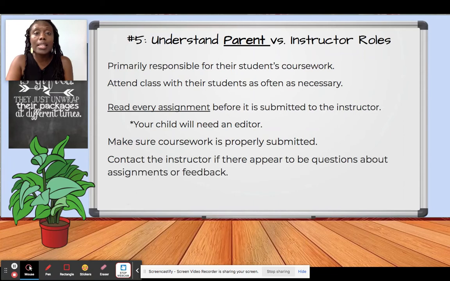All right, and the last thing that I look for from the parent is that the parent contact the instructor if there appear to be questions about assignments or feedback. I am here to support you and your goals for your student and their goals for themselves. So please know that that is my primary job and what I desire to do.